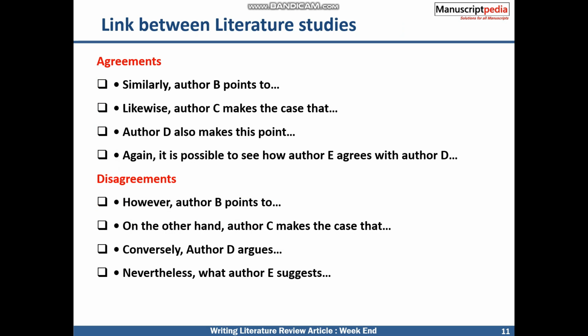For example, author B points to this, author C makes the case, and the author also makes this point. If they had done this, the article would look better, so in future they can do this. You can give some suggestions to them. Even if your area is different, when you read it you can suggest that they can do that. All of this can be written in literature studies, which will help other authors in their research.